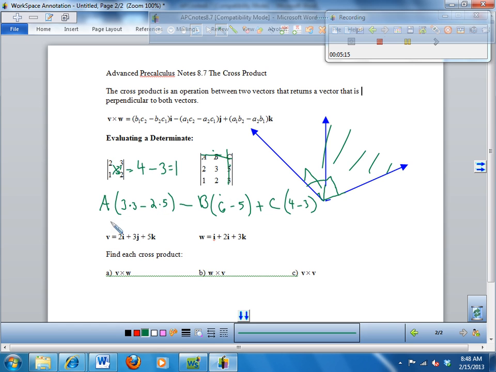So when you simplify that, you get 9 minus 10. Tell me if I make any mistakes. Negative 1, right? And then you get 6 minus 5, which is 1, but there's a negative in front of it, so it's minus b. And then you get 4 minus 3, plus c. Do you understand where I got that from?